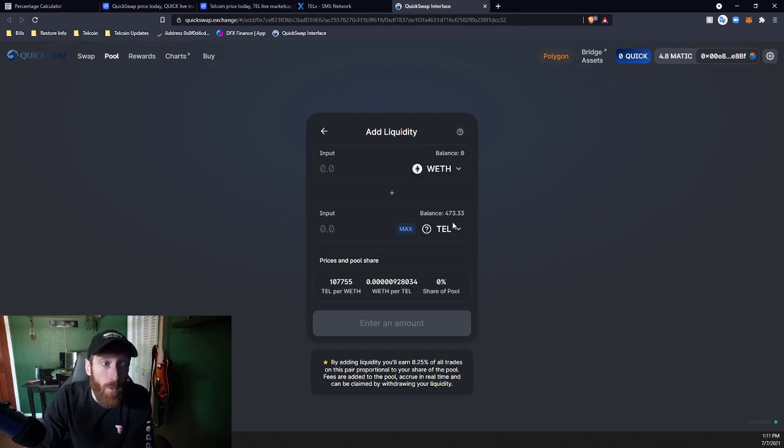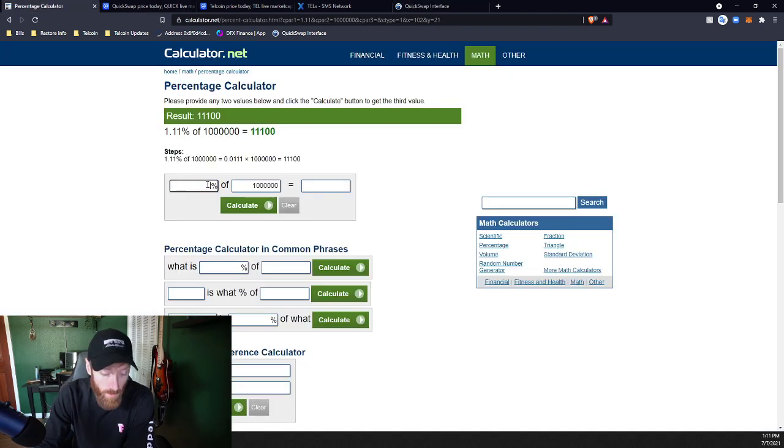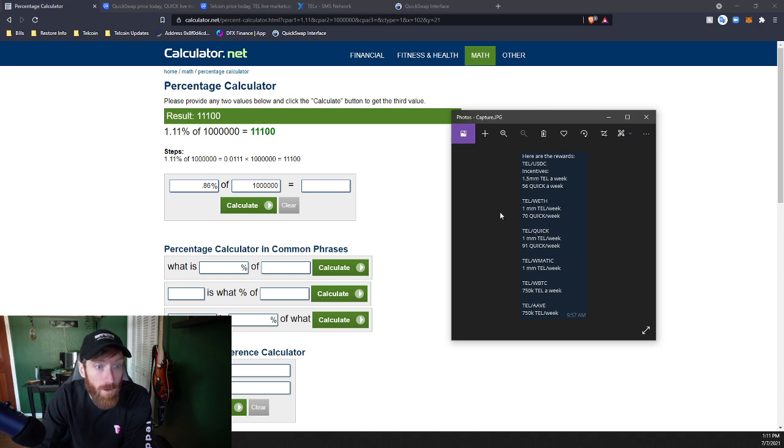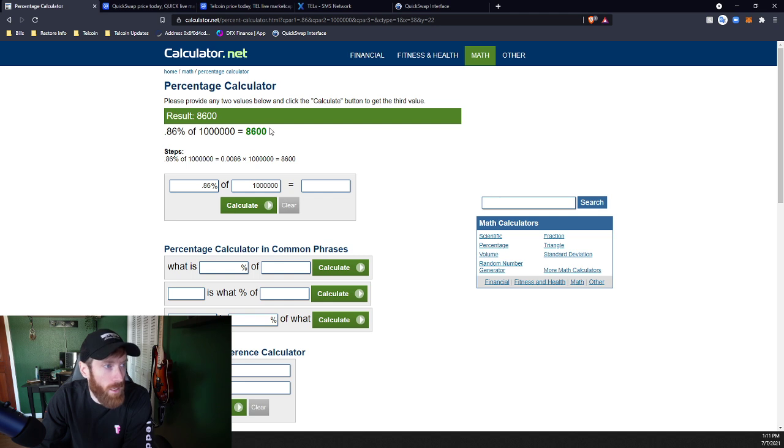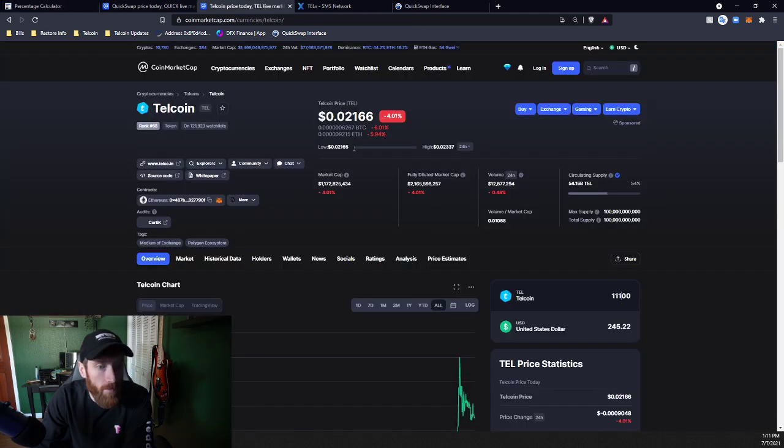Another one that I do want to go over is with the Wrapped Ethereum as well. So let's go ahead and just do this. And again, I'm just doing this to show you guys a little bit of the math of it. You would need to provide 9.2 Wrapped Ethereum and that million Telcoin. And you can see that we'd get that 0.86% of the pool. And let's see here, for the Wrapped Ethereum, it is the same thing. So we would see that we are getting 8,600 there.